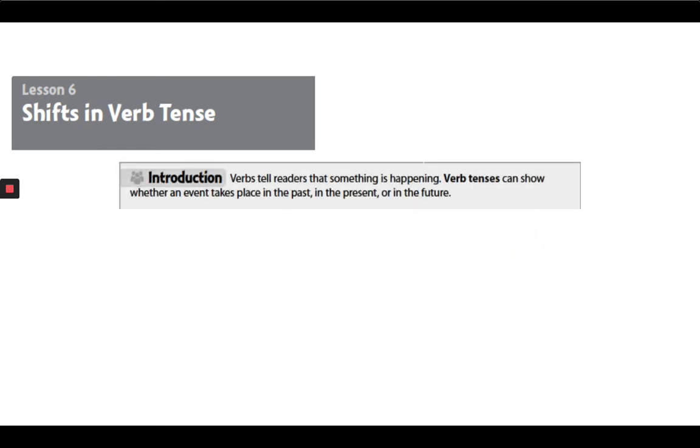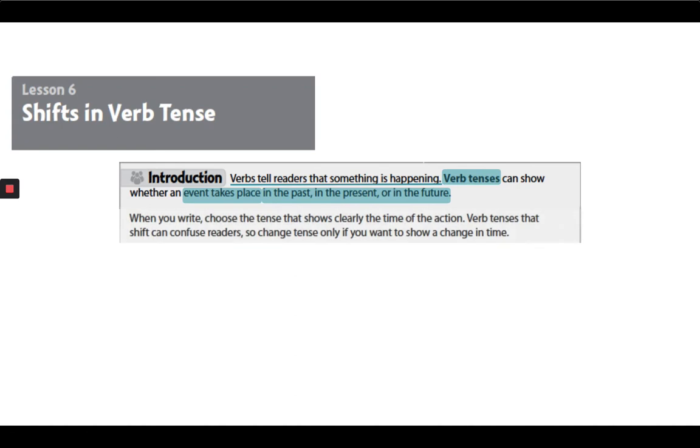So verbs tell readers that something is happening. Verb tenses can show whether an event takes place in the past, in the present, or in the future. So when you write, choose the tense that shows clearly the time of the action. Verb tenses that shift can confuse readers. So change tense only if you want to show a change in time.